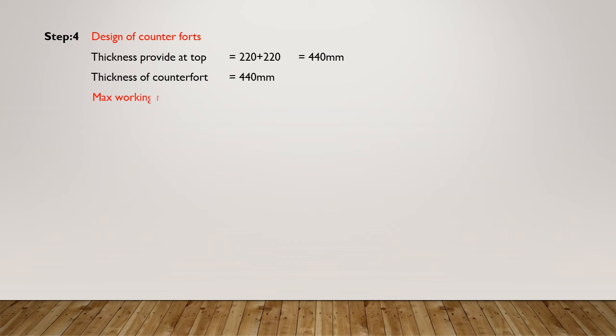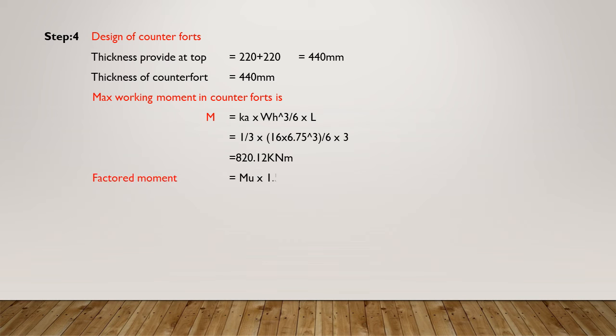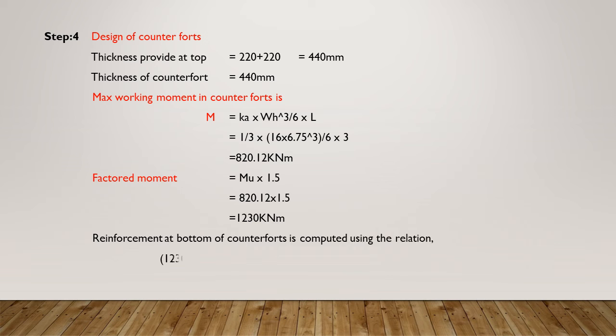So thickness provided at the top, 220 plus 220 is equal to 440 mm. So thickness of counterfort is equal to 440 mm. So maximum working moment in the counterfort: we know the moment formula, M is equal to Ka into W h cube by 6 into L. So we know all the values, so apply that directly, and you get the moment value.